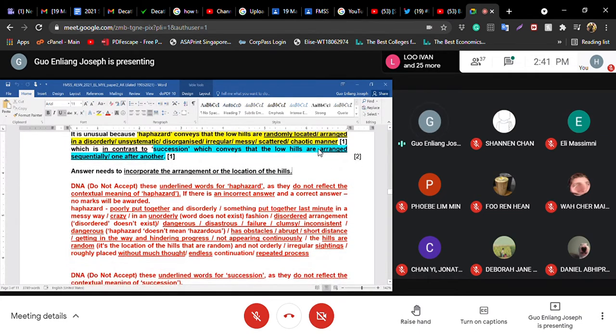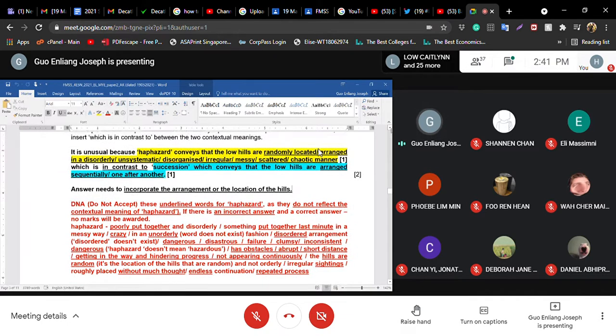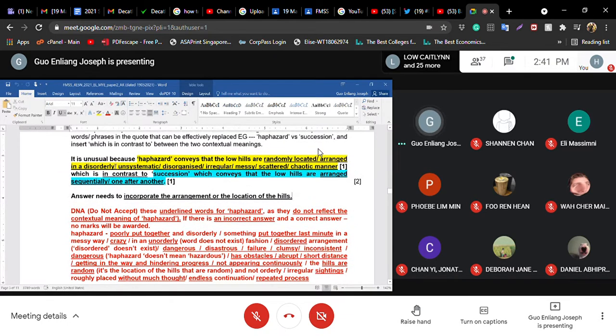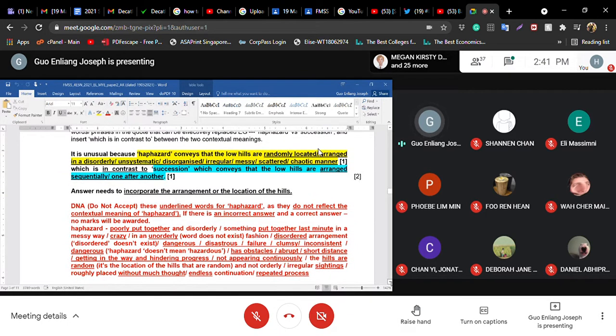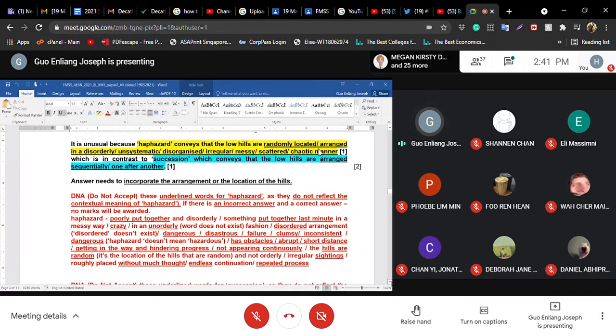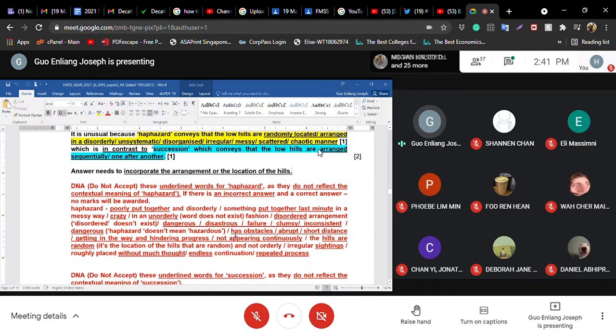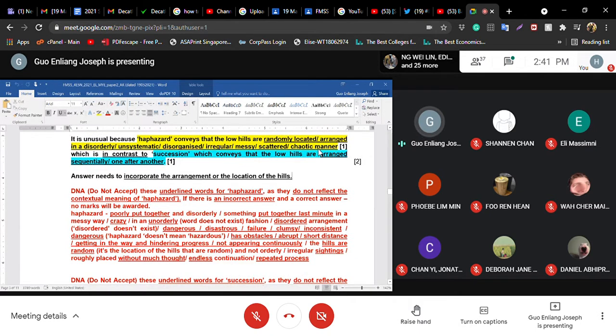Okay, the popular wrong answers are in red, as you can see. So the underlying words for haphazard do not reflect the contextual meaning of haphazard. And of course, if there's an incorrect answer and a correct answer, there will be no marks awarded. This is standard across all the Compre questions. So let's look at it.